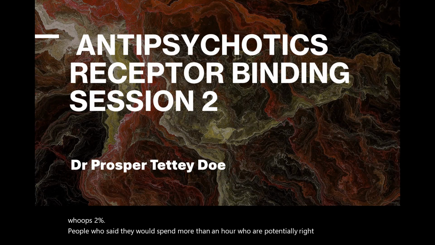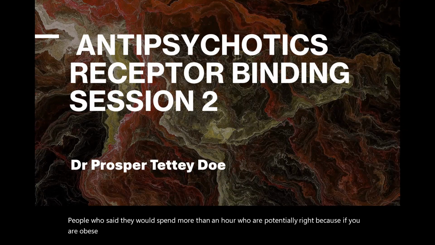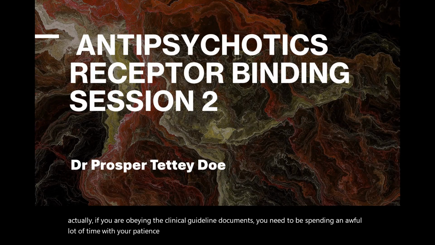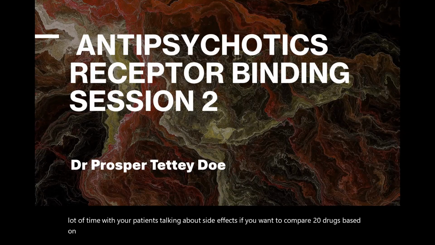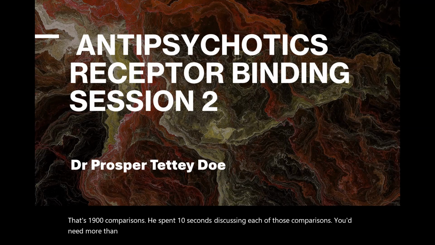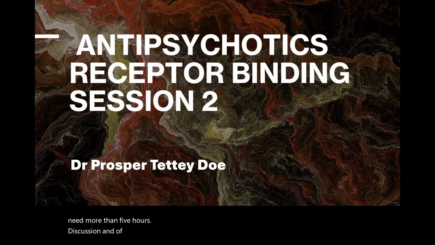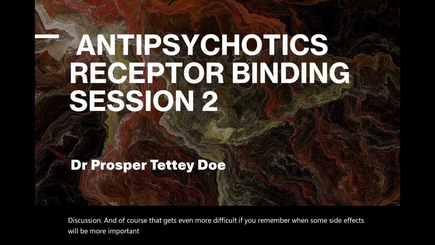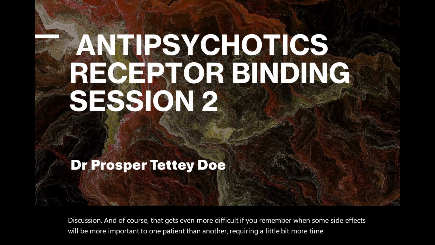Because actually, if you are obeying the clinical guideline documents, you need to be spending an awful lot of time with your patients to talk about side effects. If you want to compare 20 drugs based on one side effect, that's 190 pairwise comparisons. You want to do that for 10 side effects, that's 1,900 comparisons. If you spend 10 seconds discussing each of those comparisons, you'd need more than 5 hours of discussion. And of course, that gets even more difficult if you remember that some side effects will be more important to one patient than another, requiring a little bit more time spent on those.